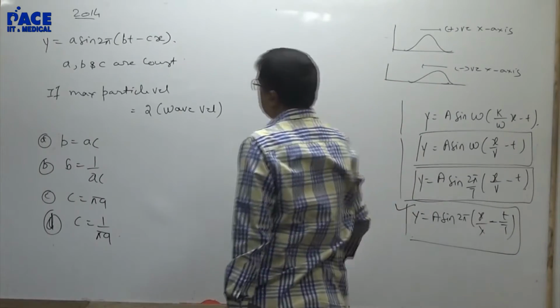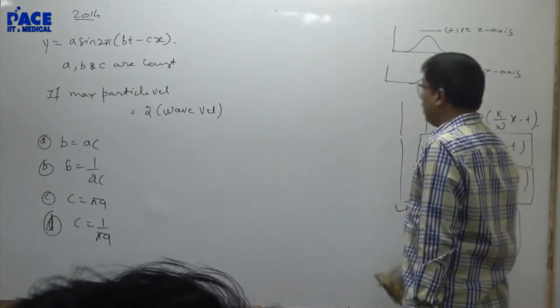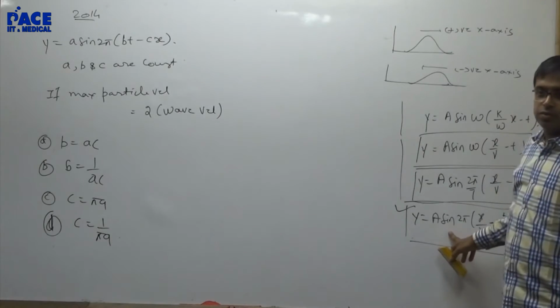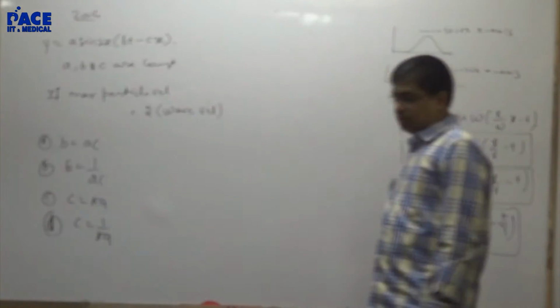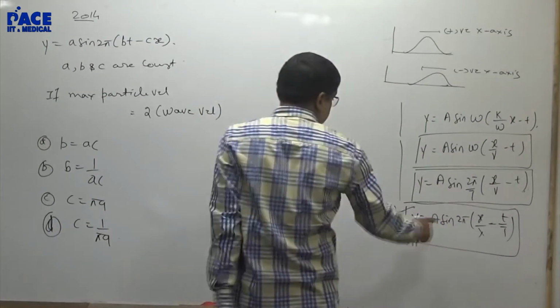You will compare this equation with what? You will compare this equation with this: a sin 2 pi (bt minus cx). See, one more important point.